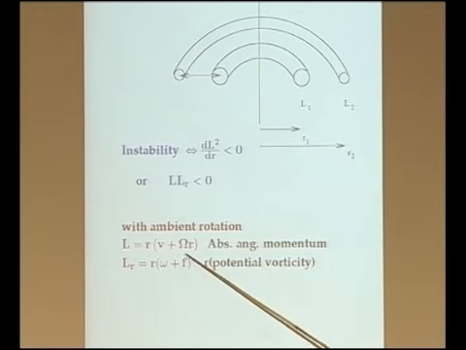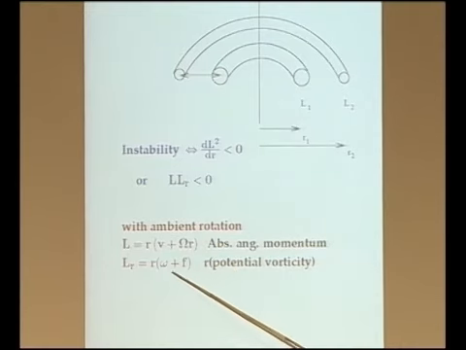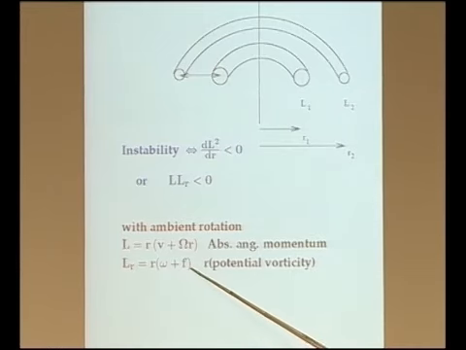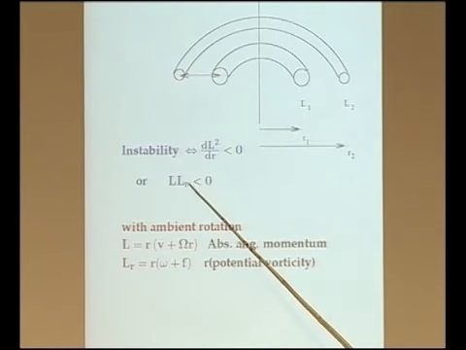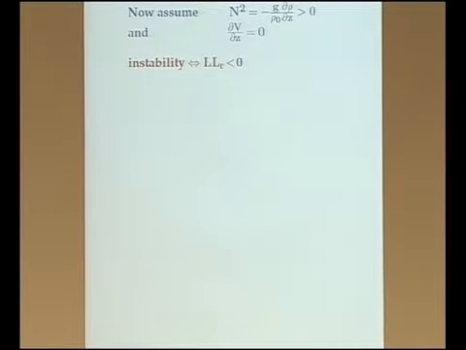Rayleigh wasn't dealing with a flow in an ambient rotation, but if you add the ambient rotation, since he was in an inertial reference frame, the appropriate thing to do is to let L become the absolute angular momentum, where we include the background rotation now. And its derivative is just R times omega plus f, the Coriolis parameter. So this is essentially the potential vorticity of the fluid. So the absolute angular momentum times the potential vorticity essentially has to be less than 0 to get instability. And you will have instability under that condition.